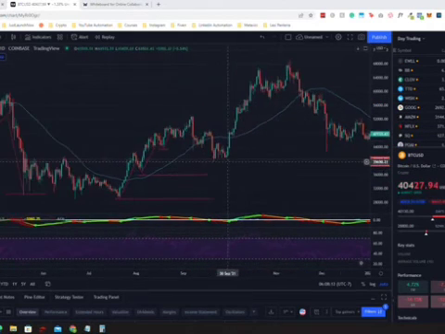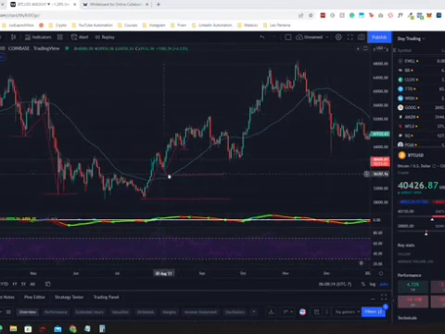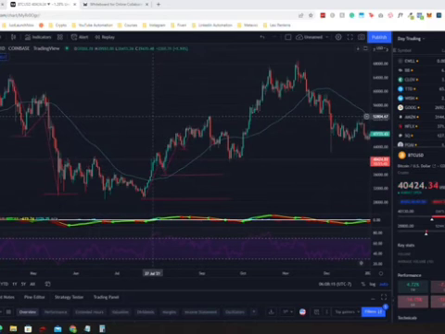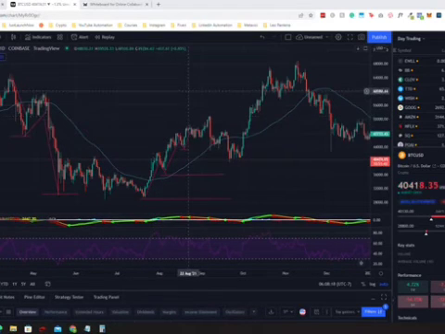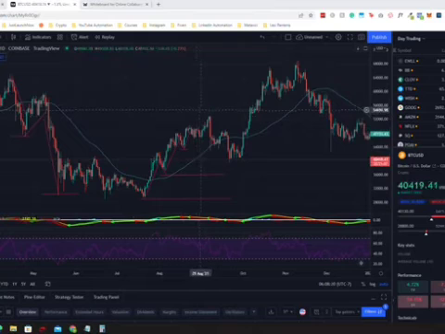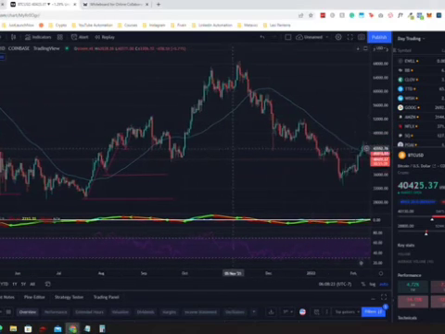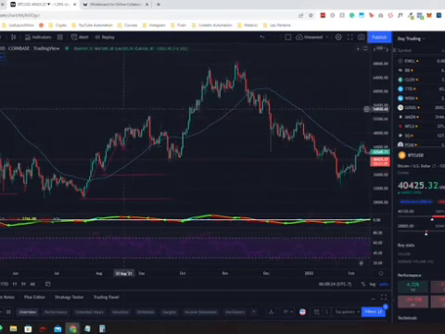And that's basically how to time your purchase or your entry based on the market trend. Now, I hope I've explained it clearly enough.